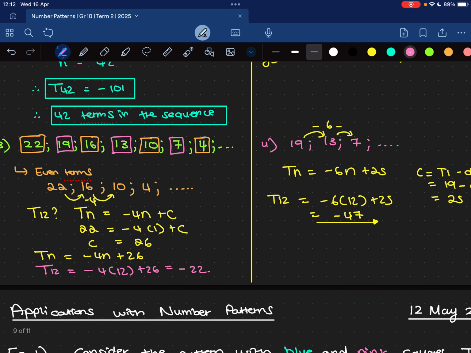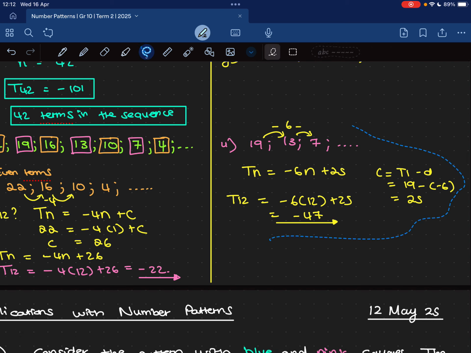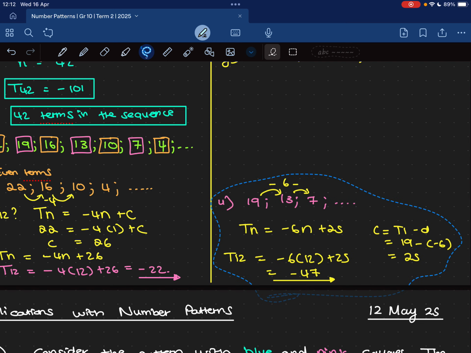Okay, and remember, as a way to check yourself, they're asking for odd numbers and even numbers. So you must make sure that your actual answer is an odd or even number depending on what they asked.